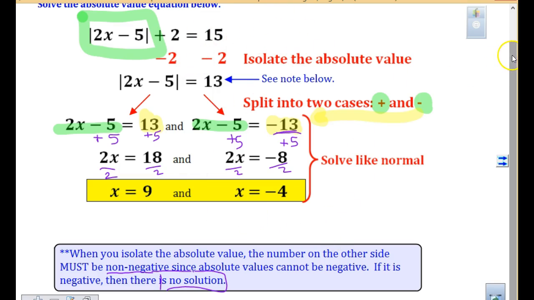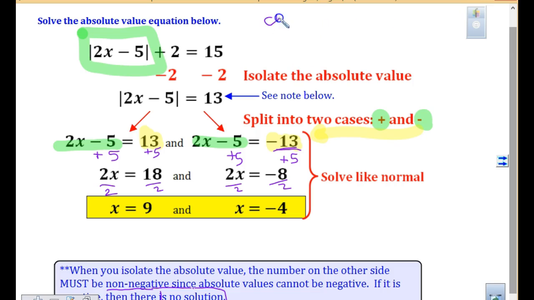I'm going to do the check just kind of right up here. I'm going to show you that. So the check of this, I would put the absolute value of 2 times 9, minus 5, plus 2, and I was trying to check, does it equal 15? 2 times 9 gives me 18, minus 5, so 18 minus 5 gives us the absolute value of 13. The absolute value of 13 is 13, and 13 plus 2 equals 15.